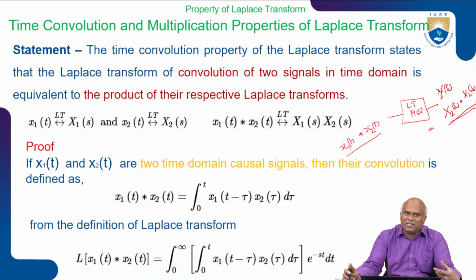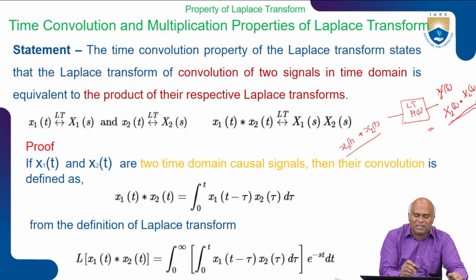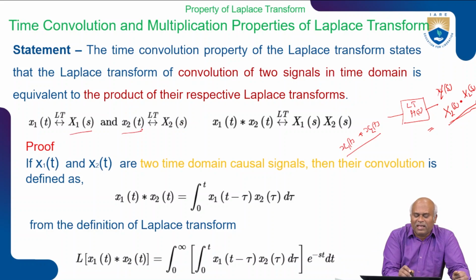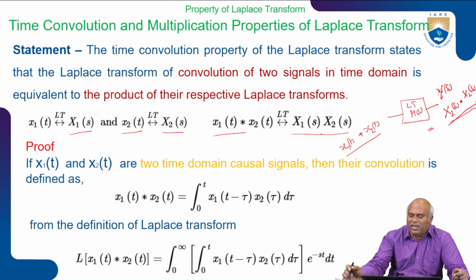In this case also I take two signals, x1 of t and x2 of t, in the continuous time domain. The Laplace transform of x1 of t is represented as X1 of s, and the Laplace transform of x2 of t is represented as X2 of s. Now as per the statement of the time convolution and multiplication property, x1 of t convolution x2 of t is equal to the product of X1 of s and X2 of s. We need to prove this statement.